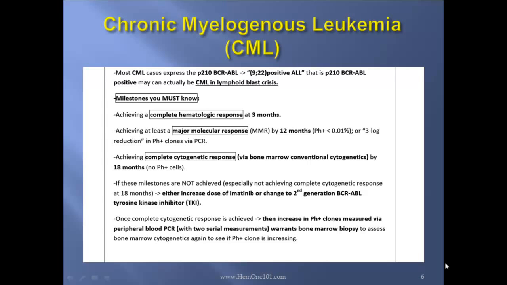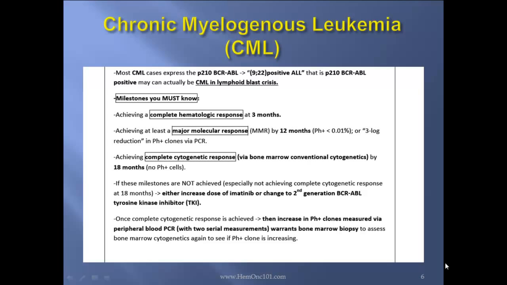So, if you're presented with a 9;22 positive ALL, which is P210 positive, that can actually be CML in lymphoid blast crisis. Milestones that are crucial to know. 1. Achieving a complete hematologic response at 3 months. 2. Achieving at least a major molecular response, MMR, by 12 months.